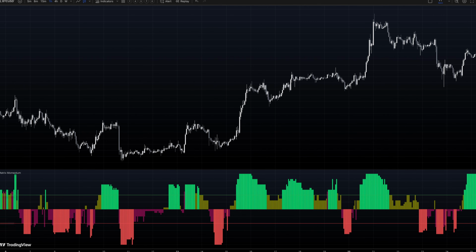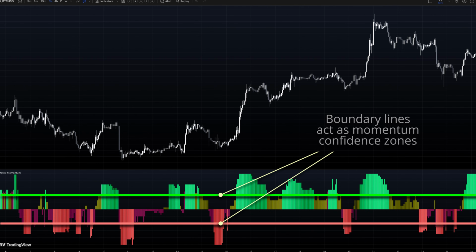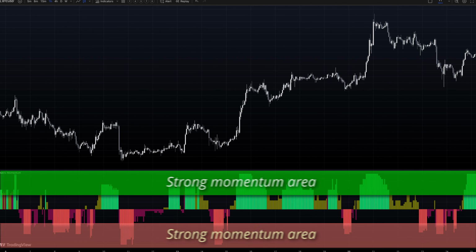What sets this indicator apart are its boundary lines, which act as momentum confidence zones rather than traditional overbought or oversold markers. When values remain above or below these lines, it suggests the trend has enough strength to persist.